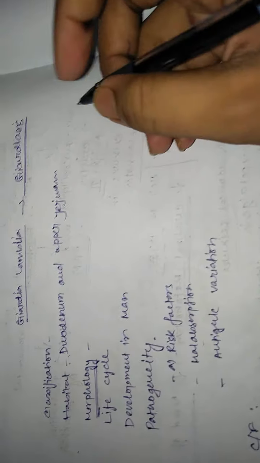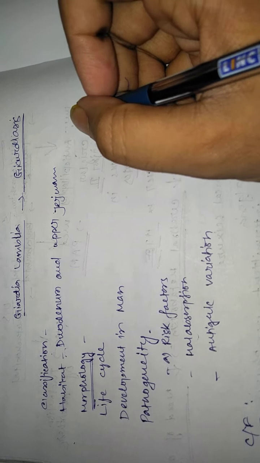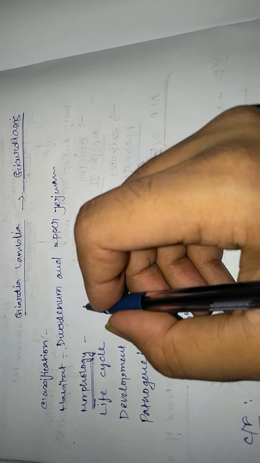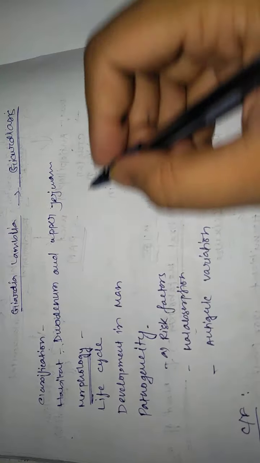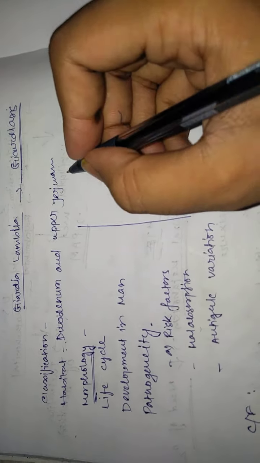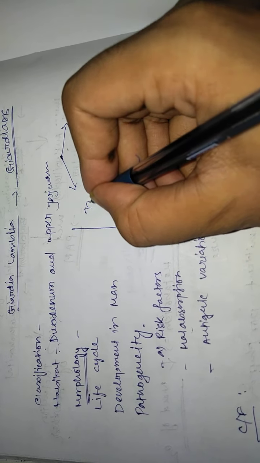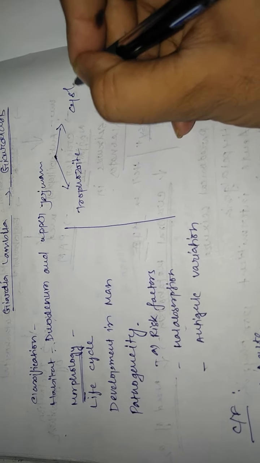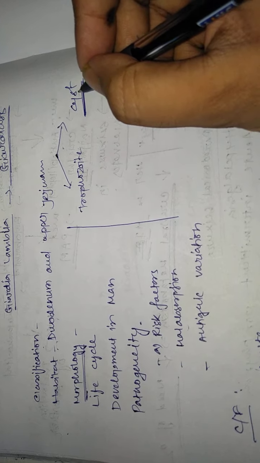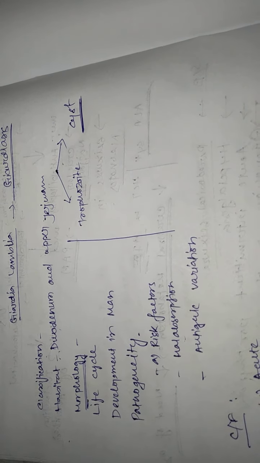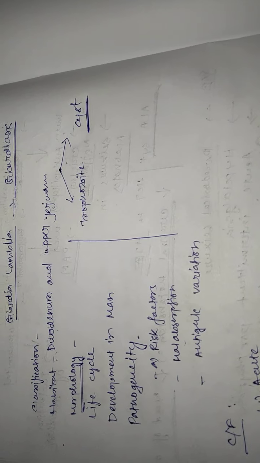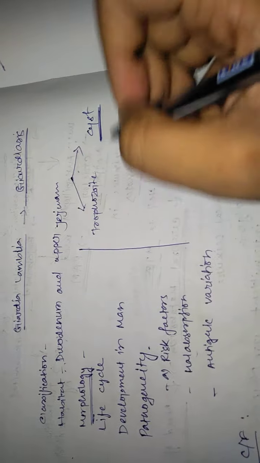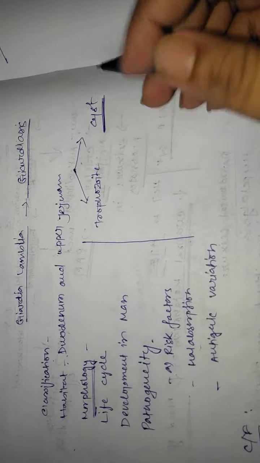Now we'll be talking about the morphology of this flagellate parasite. It has two stages: one is the trophozoite and another one is the cyst. The mature cyst is infective, right? So when someone ingests something which contains this mature cyst, it can lead to giardiasis.